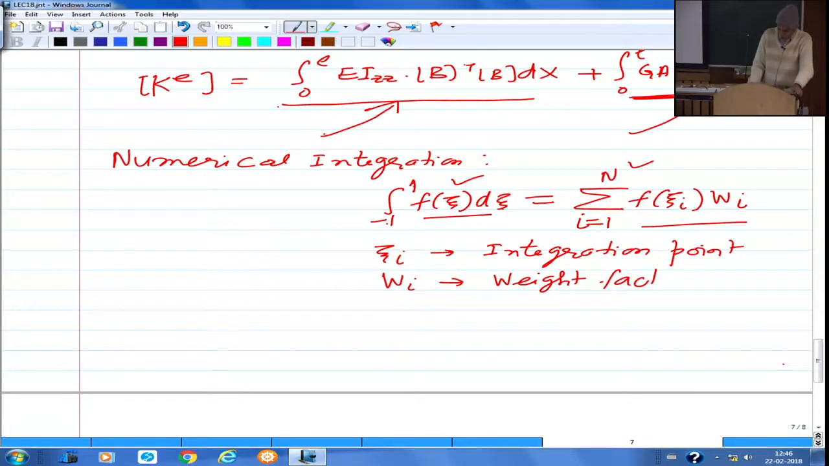Okay, so I think there is some class here. I thought of completing this number of integration points.